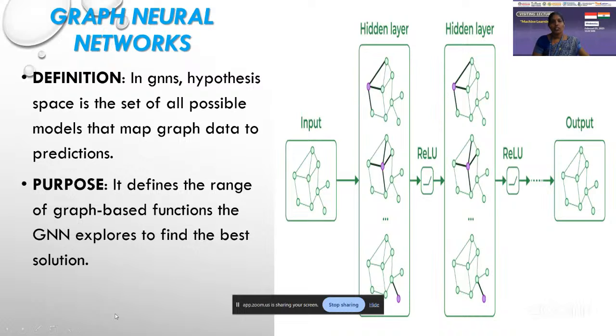Here it consists of various stages: input, hidden layers, and then output. The main purpose of this is that it defines the range of graph-based functions the GNN is exposed to in order to find the best solution. So, as I said previously, instead of having n number of hypotheses, I need to find out where I am lagging, or what is the best solution that fits my problem. That needs to be done with the help of graph neural networks.